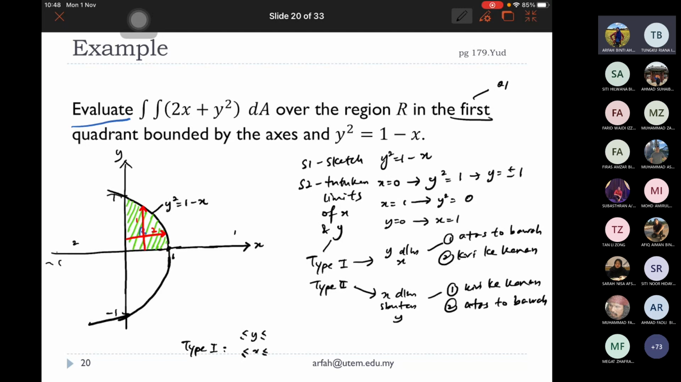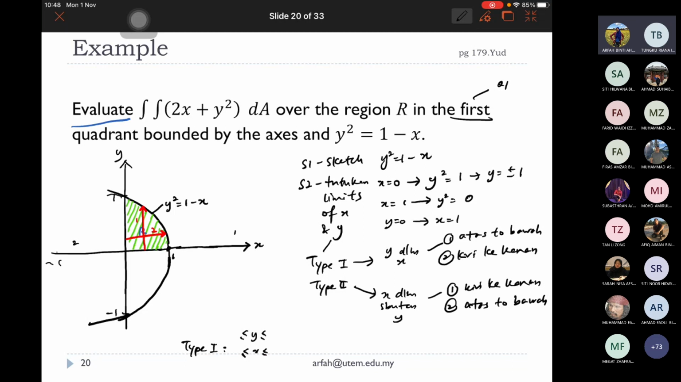Kalau awak tak tahu, gantikan x sama dengan 0.5, dapat y berapa. Lepas tu x sama dengan 3/4, dapat y berapa. So that is how we determine sama ada dia straight line ke, dia bulatan ke, dia ellipse ke, and something like that. Okay. So that is type 1, gantikan y dalam x.